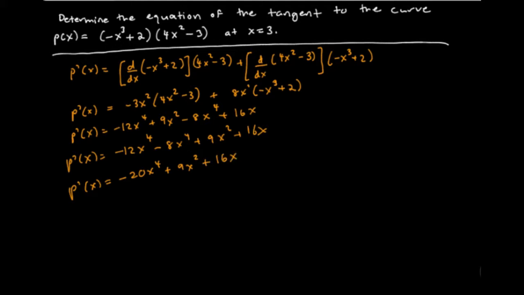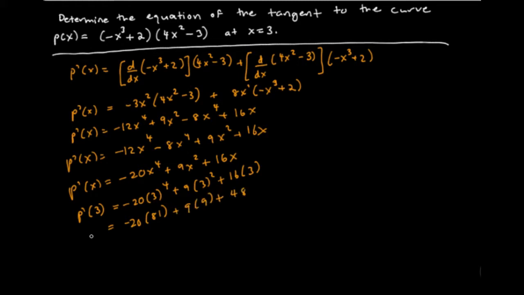Now we want to find the slope of the tangent at x is equal to 3. So this is the general slope of the tangent equation. To find the slope of the tangent at x is equal to 3, I'm going to do p prime of 3, which is negative 20 times 3 to the power 4 plus 9 times 3 squared plus 16 times 3. And in this case, you get negative 20 times 81 plus 9 times 9 plus 48. Okay, and if you input this in a calculator, you're going to get a really steep negative slope, negative 1491. Okay, so that's your really steep negative slope.